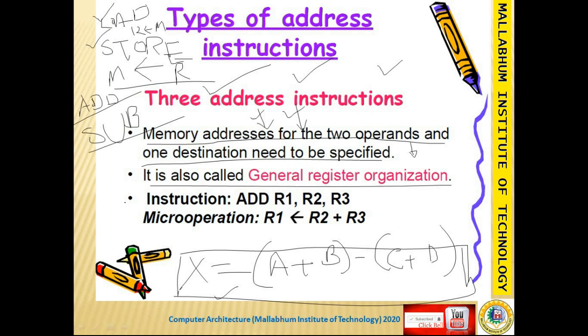So you will see the instruction format like this. This is your instruction: add R1, R2, R3. This is the 3 address instruction. Here 3 address fields are specified, 2 are used for operands, 1 is used to store the final result. So this is the micro operation. You can see that R1 is where we want to store the result, and R2 and R3 are the operands where the addition is to be performed, and the final result is stored into R1. So that is the format of the 3 address instruction.